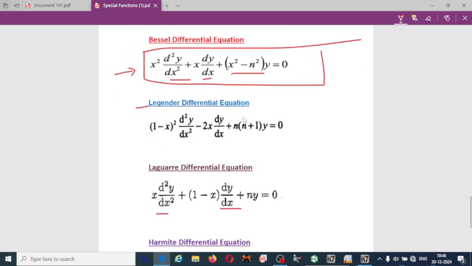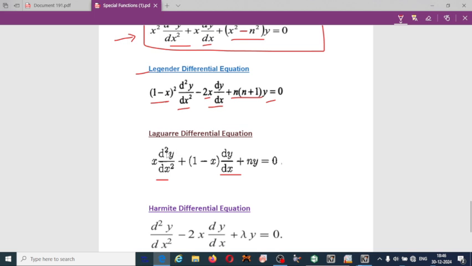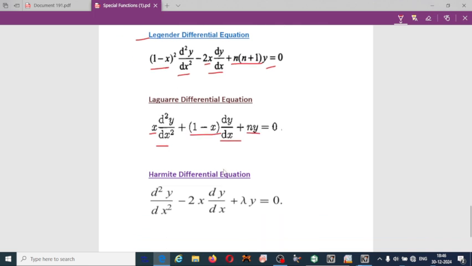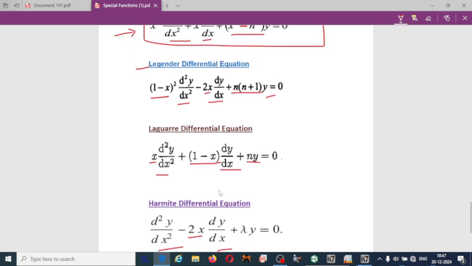Legendre differential equation, if you take, 1 minus x square d square y by dx square, these terms will remain the same. Here the values of these coefficients you should remember: 1 minus x square, minus 2x, n into n plus 1. For Bessel, usually it is x square minus n square. Laguerre, if you take, it has x here and here 1 minus x, dy by dx plus n into y. Hermite is quite easy to write. It is d square y by dx square minus 2x dy by dx plus lambda y.